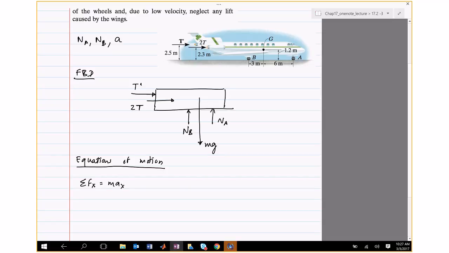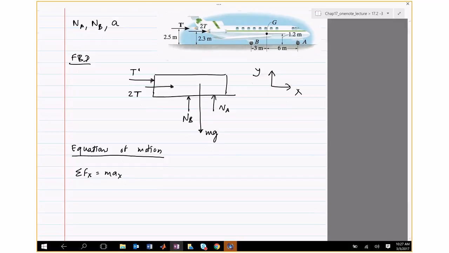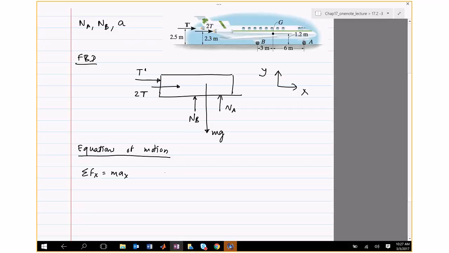Okay, I would like to define the x-axis this way, y-axis that way, because in this problem they have not given me the x and y-axis. So the net force is T prime in the x direction, plus there's 2T in the x direction. It's pointing in the positive x direction, equals mass of the plane times the acceleration in the x direction.